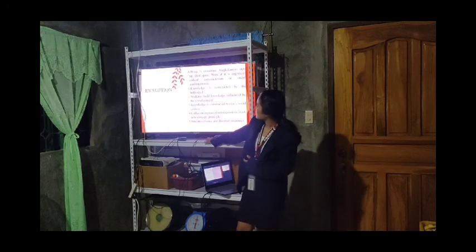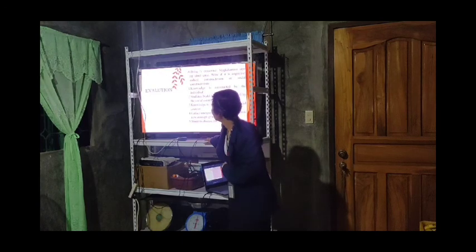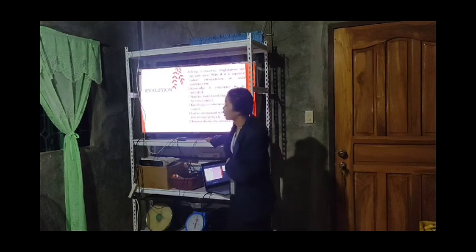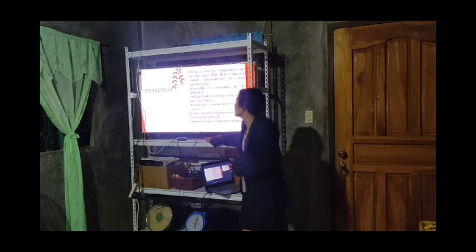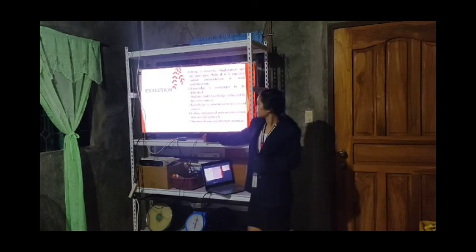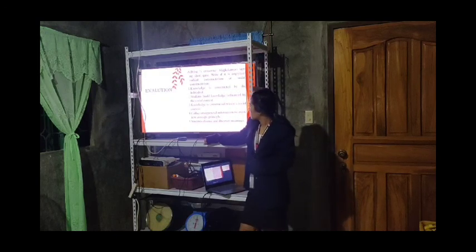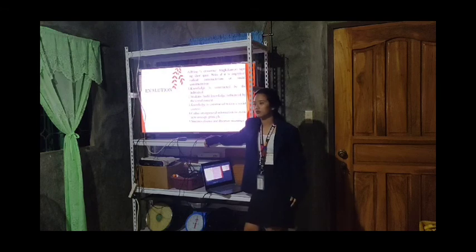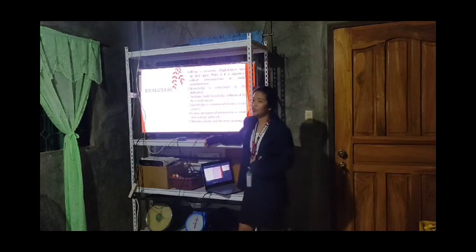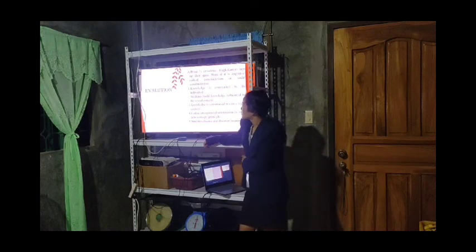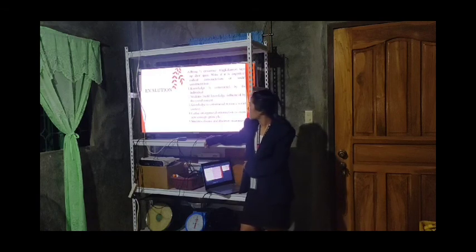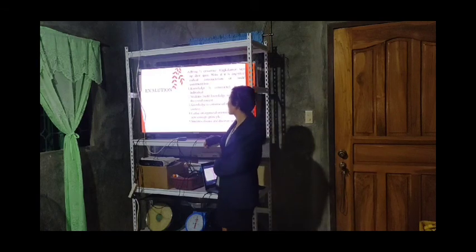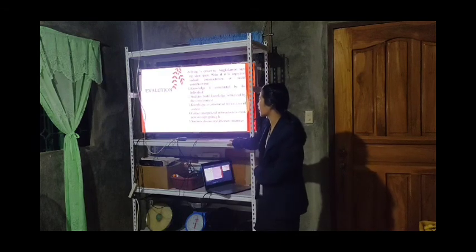So for the evaluation, let's have a quiz. Write if it is cognitive or radical constructivism or social constructivism. Just write only the correct answer. So first, number 1: knowledge is constructed by the individual. Ano ito? Radical ba or social? Next, number 2: students build knowledge influenced by the social context.